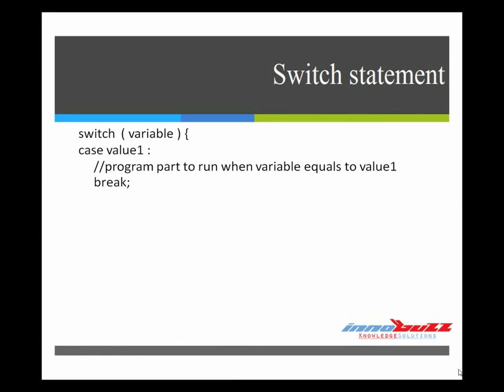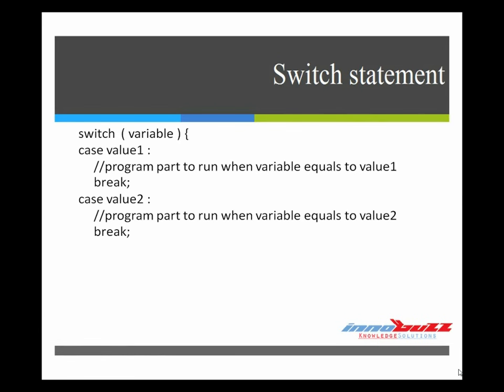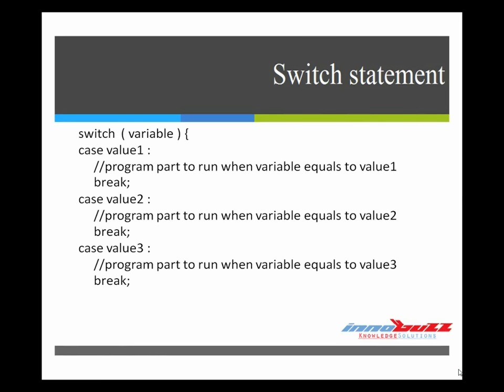After the case, we can specify the first possible value for the variable. The value used in this case statement can be a character, an integer, or a string, but this is only available from Java 7. If the variable has this value, then the program lines after the first case will be executed. After that, we can have another case keyword followed by another value. The program part after the case that has the value that matches the variable will be executed.